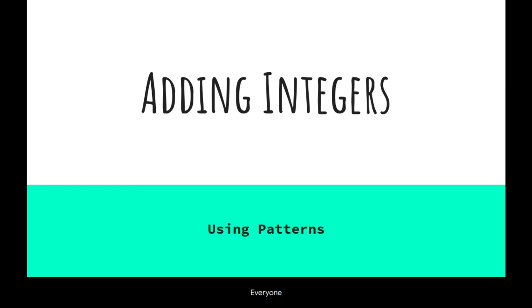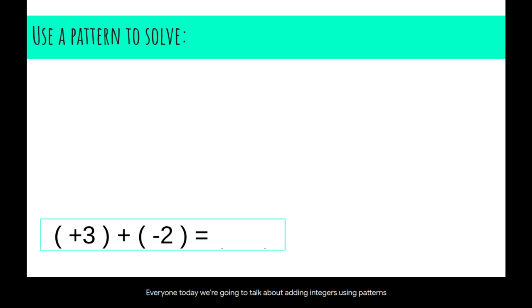Hi everyone. Today we're going to talk about adding integers using patterns. Here's my first question. Positive 3 plus negative 2.